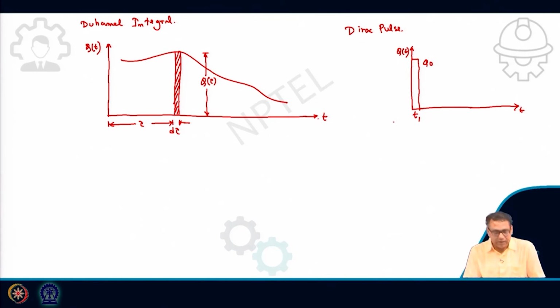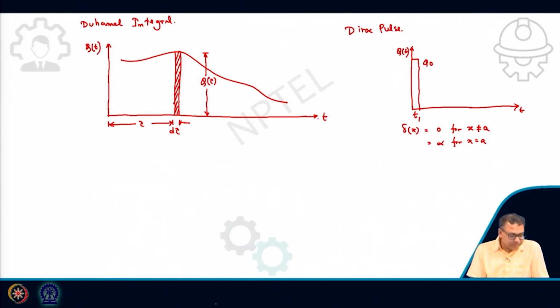What is the Dirac delta function? The Dirac delta function is equal to 0 for x not equal to a, and equal to infinity only at x equal to a. At all other places, where x is not equal to a, it will be 0. A similar type of case applies here.